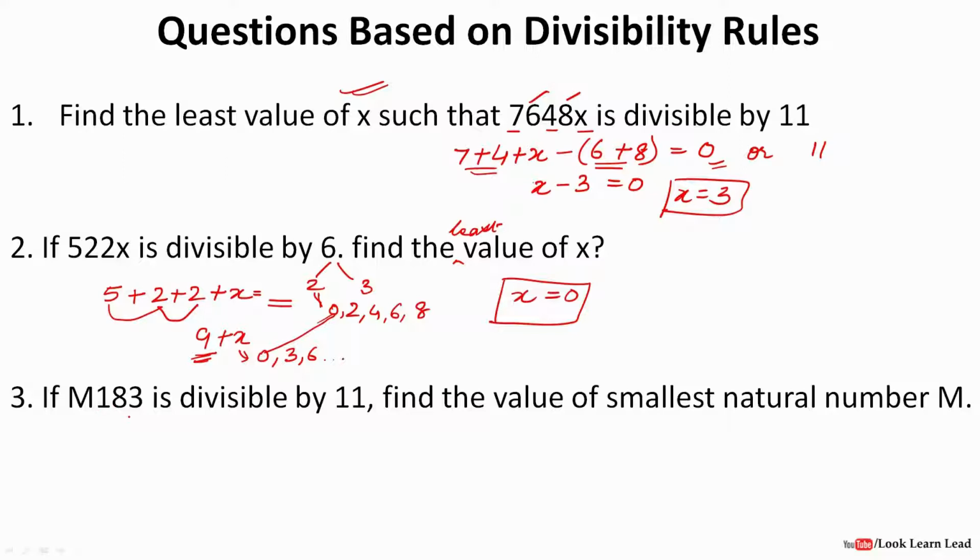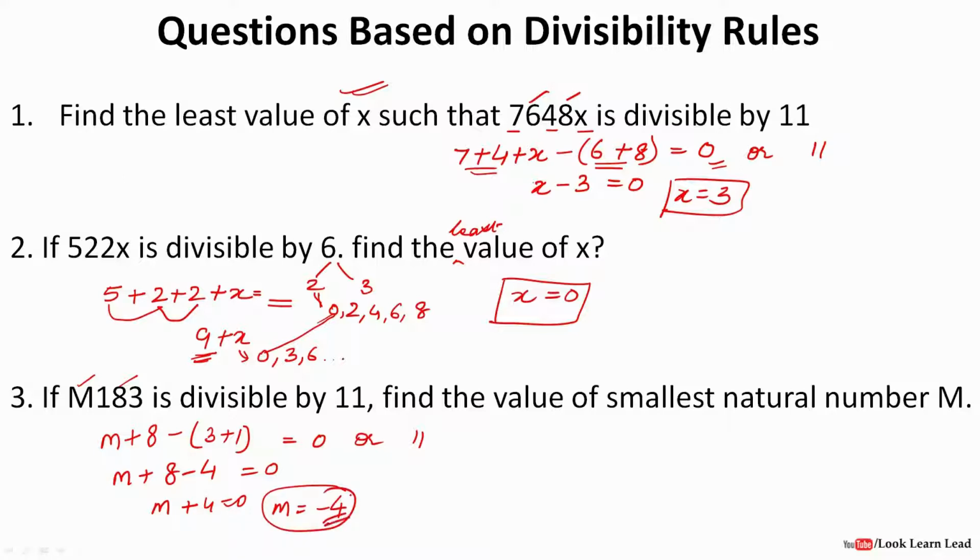If M183 is divisible by 11, find the smallest value of M. It is similar to the first one, but there is a little twist. Let's see what it is. So we have, it should be divisible by 11. So M plus 8, okay, minus 3 plus 1, should be equal to either 0 or 11. So first we will consider 0 only, because we have to calculate the smallest value. So it would be M plus 8 minus 4 is equal to 0.